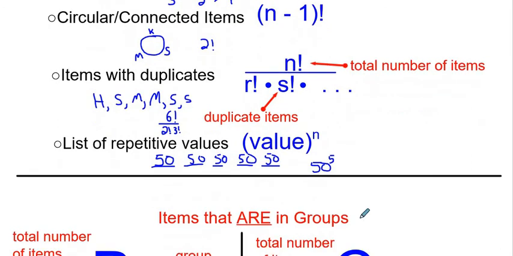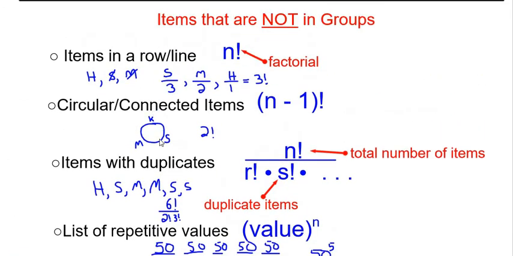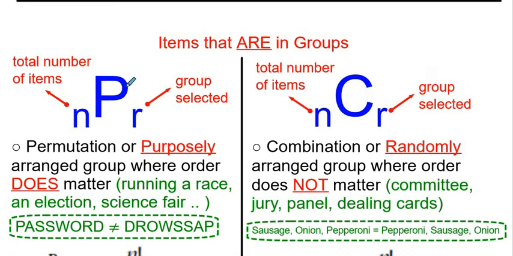Okay, we can also group items. This is when the words permutation and combination really come into practice, though some of these may be permutations or combinations as well. This is where you really have to pay attention to what you're looking at. N is the total number of items you can choose from. P stands for permutation, and R is the group you selected from that total. A permutation is a purposely arranged group where order does in fact matter.